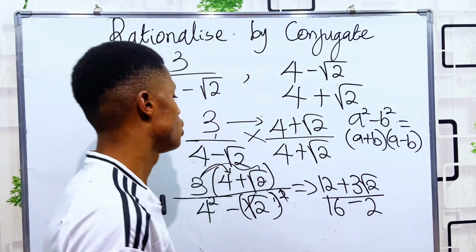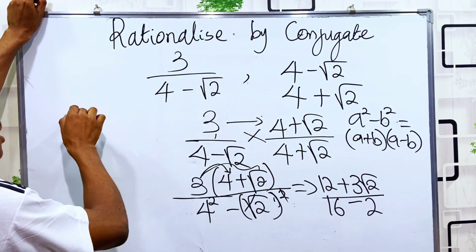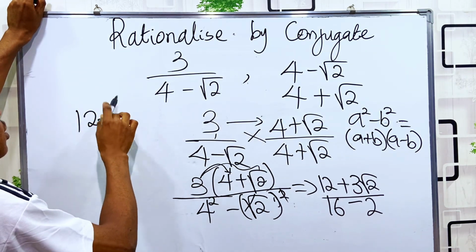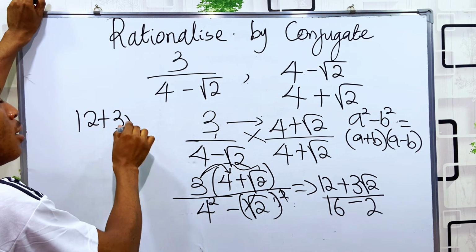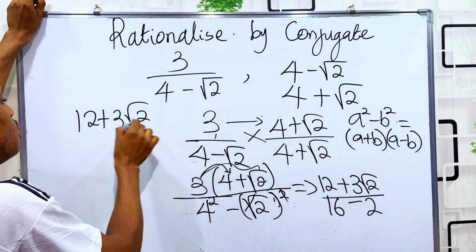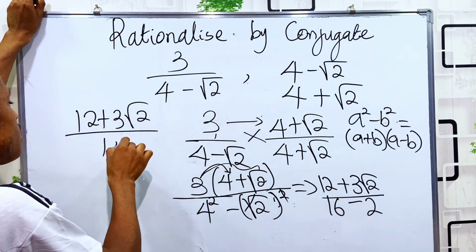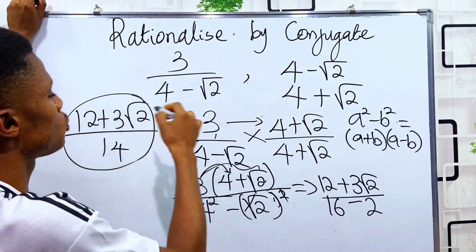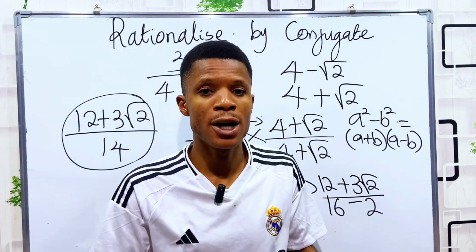So 16 minus 2 is basically what? 14, right? So the answer becomes 12 plus 3 root 2 divided by 14. This is the easiest way to rationalize surds by conjugate.